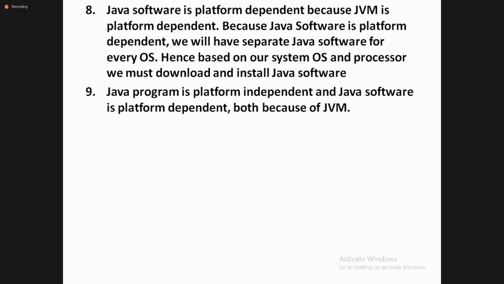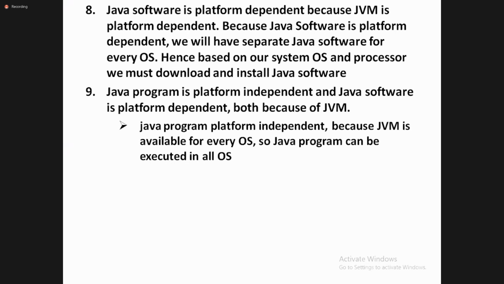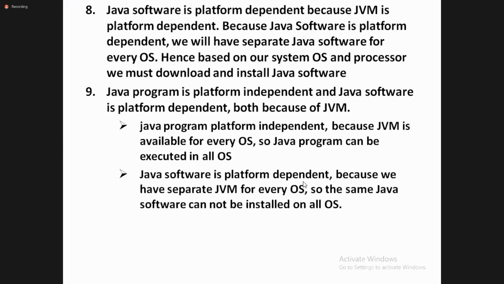Java program is platform independent and Java software is platform dependent, both because of JVM. Java program is platform independent because JVM is available for every OS. So a Java program can be executed in all operating systems. Java software is platform dependent because we have separate JVM for every OS, so the same Java software cannot be installed in all OS.